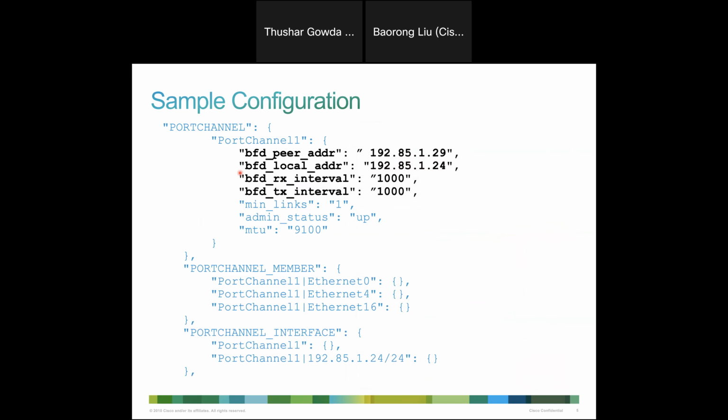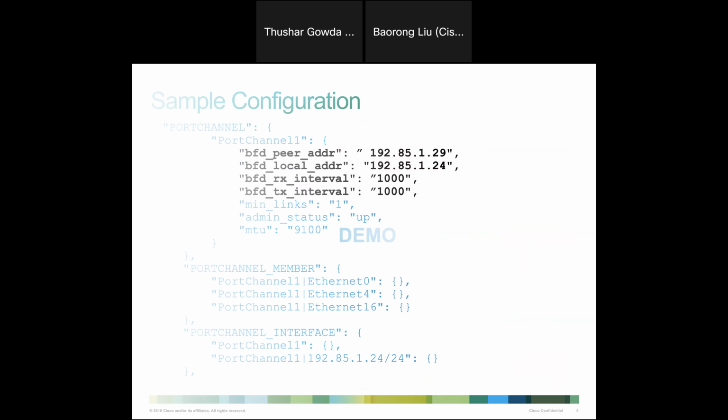And this is the sample configuration that we have to use. We need to use the IP addresses for the peer and the local, because BFD requires an IP address, and the BFD session timers as well. So right now it's 1000. We can configure the value depending on the capability of the ASIC. So with that, we'll quickly go over to the demo, and Borang will take you through it.